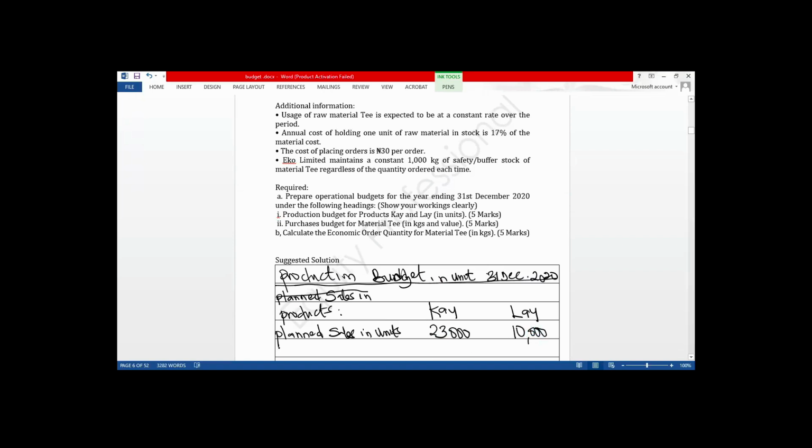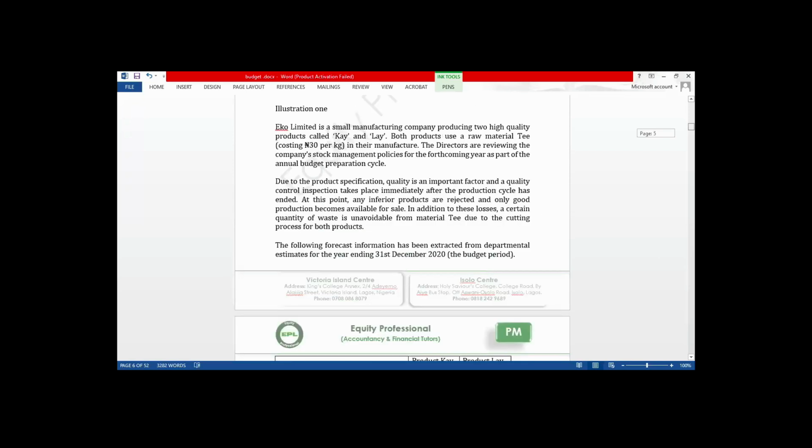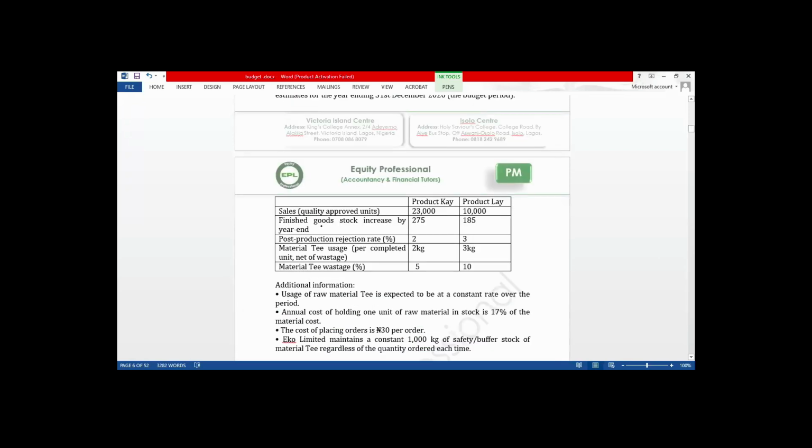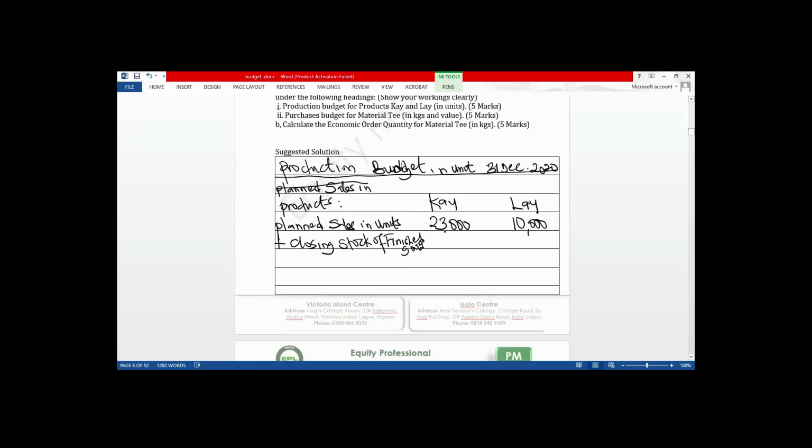Now, plus our closing stock of finished goods. If you go back to the question, finished goods stock at the end of the year, this will be 275 and this will be 185. Then pick this figure: 275, 185.